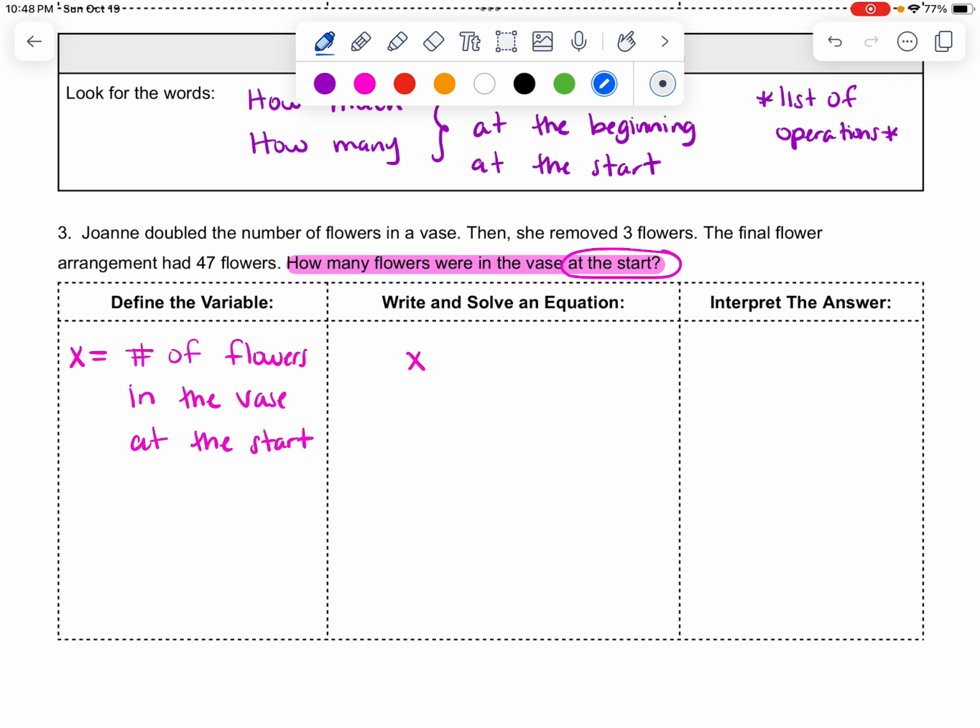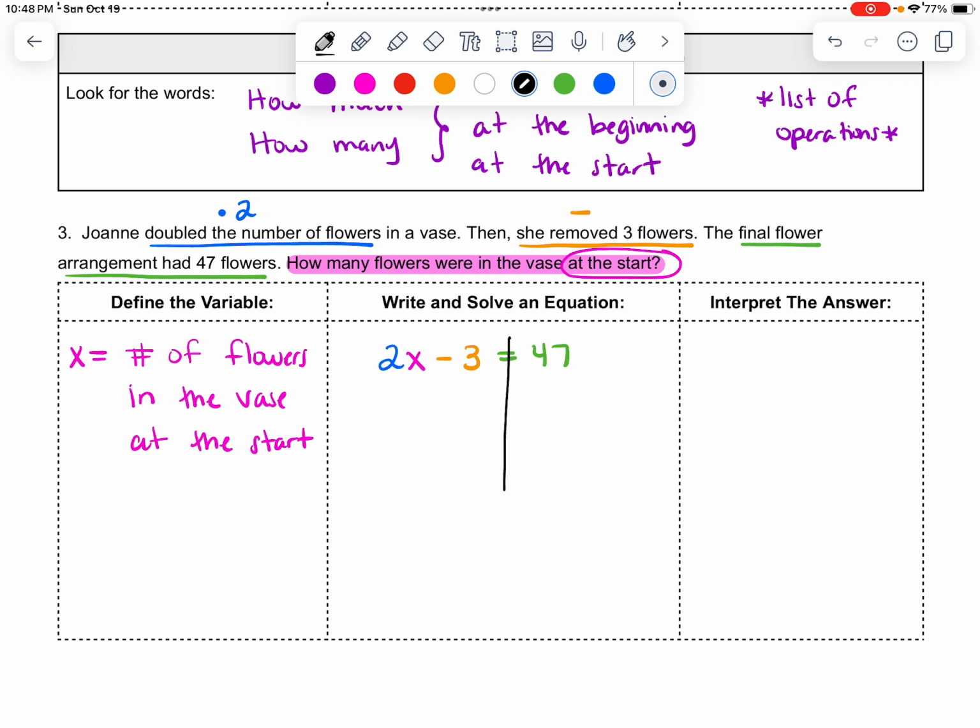The first operation it says here is that she doubled the number of flowers. Doubling is another word for multiplying by 2. So I'm going to take my x and I'm going to put a 2 at the beginning to show that I multiplied. That says that then she removed 3 flowers. Removing is another name for subtracting. So I'm going to put a -3. And then it says the final flower arrangement had 47. So at the end, this was equal to 47.